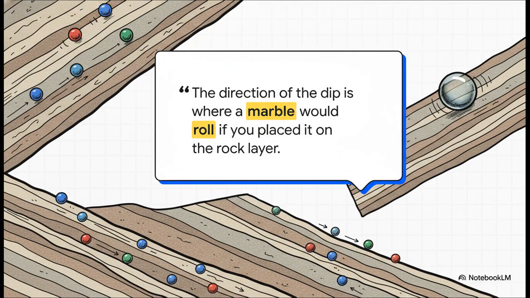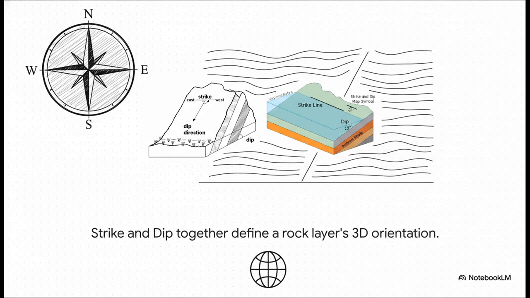And here is, hands down, the best way to think about the direction of the dip. It's simply the path a marble would take if you just let it go on that rock layer. It's the downhill path. See? It's an incredibly intuitive way to picture it. So here's how those two ideas work together. You can see that horizontal strike line, and then you see the downward dip angle. Together, strike and dip give you the exact three-dimensional orientation of any rock layer out there.